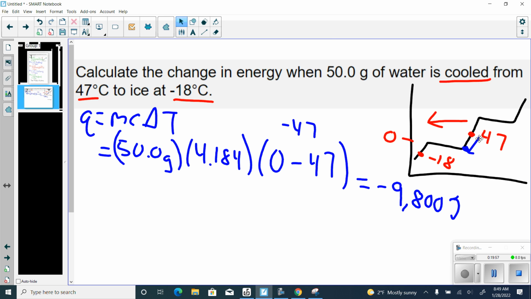My step one. Sorry for that weird looking J. Step two. My water's at 0. I now need to get it to ice at 0. I need to freeze it.